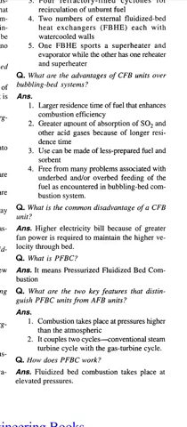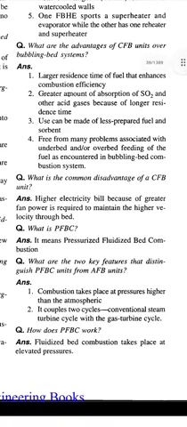The next question, what is the common disadvantage of CFB units? Higher electricity bill because of greater fan power required to maintain the higher velocity through the bed. What is PFBC? It means pressurized fluidized bed combustion.